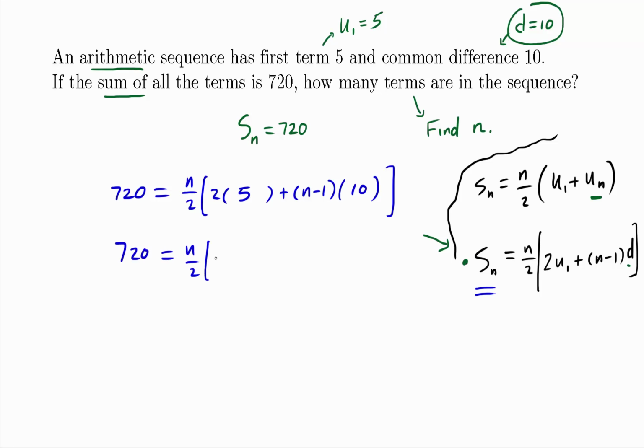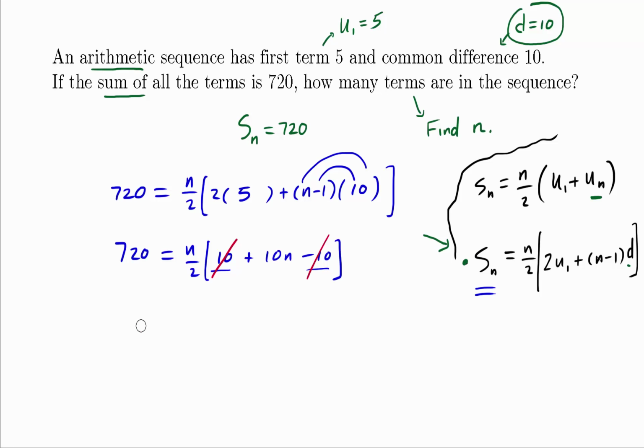This is fun. We have 10. Distribution, we have 10 times n is going to be 10n. 10 times negative 1 is negative 10. We know that the 10 and the negative 10, they cancel. So let's just change colors here. And what we have now is 720 is equal to this business here.